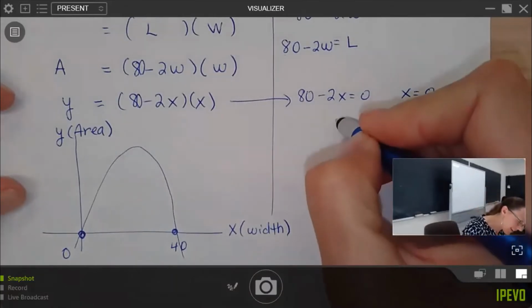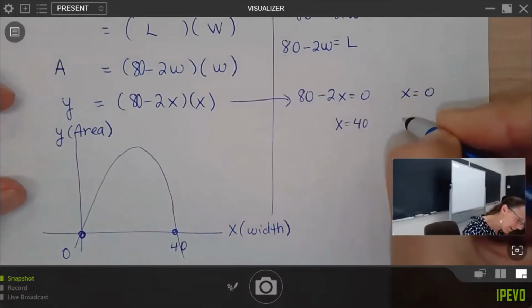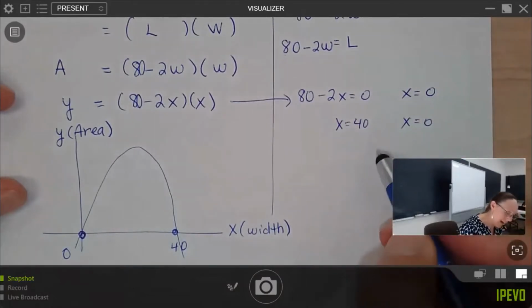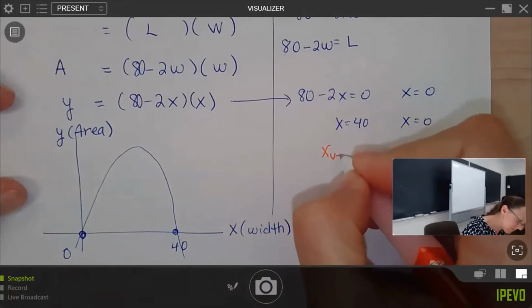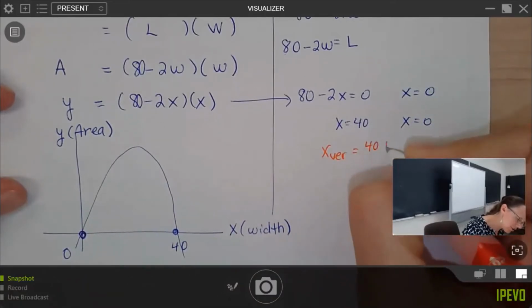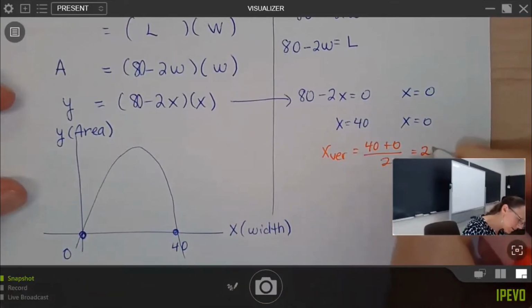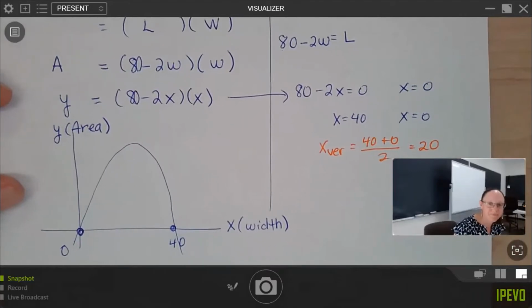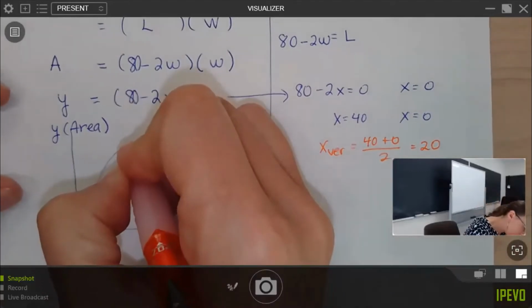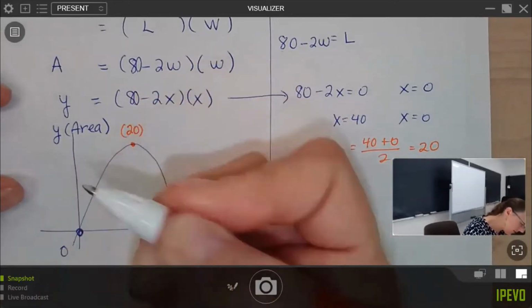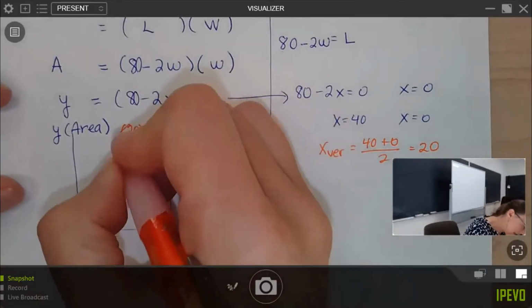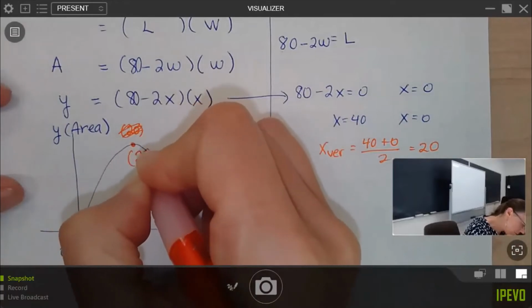Because this thing was already factored for me, I know the x value of the vertex is going to be the average of the two intercepts. So the x value of the vertex here would be 20. Oh, I don't know why I already closed those parentheses. The x value of my vertex would be 20.